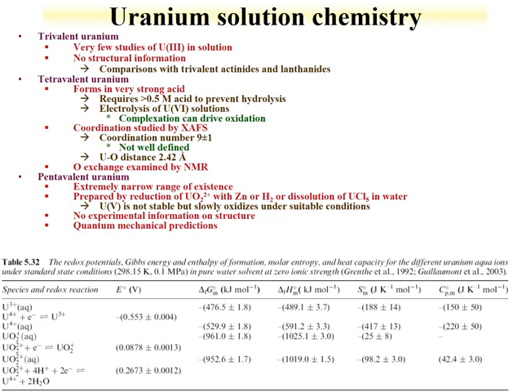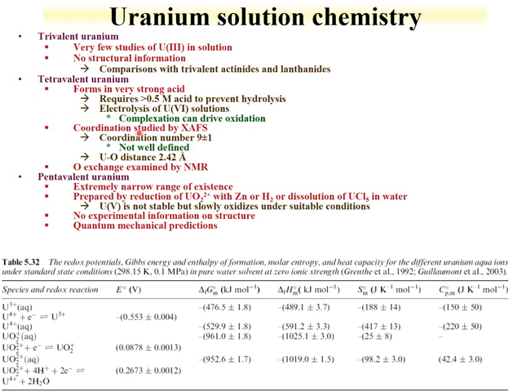An overview of uranium solution chemistry as a function of oxidation state is provided here. Uranium-3, as we showed with the Eh-pH diagram, is not stable in aqueous solutions, and there are very few studies of uranium-3 in solution due to this lack of stability. There's no direct structural information on uranium-3. However, comparisons with trivalent actinides and lanthanides can be used to lend information on the expected structure of uranium-3 compounds.